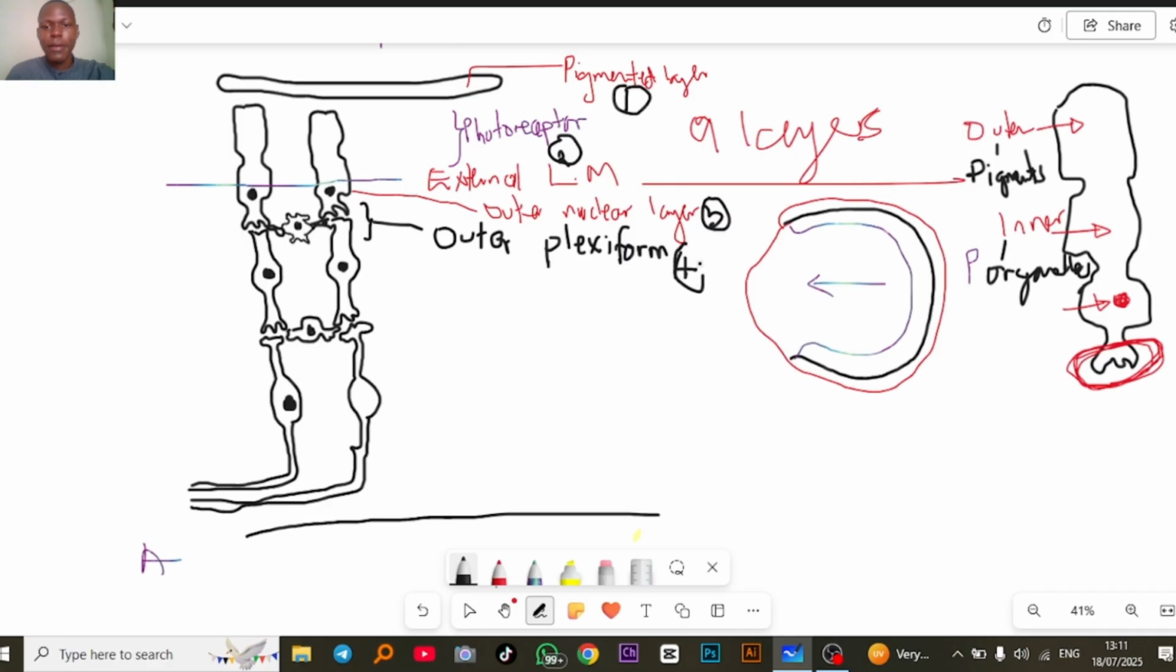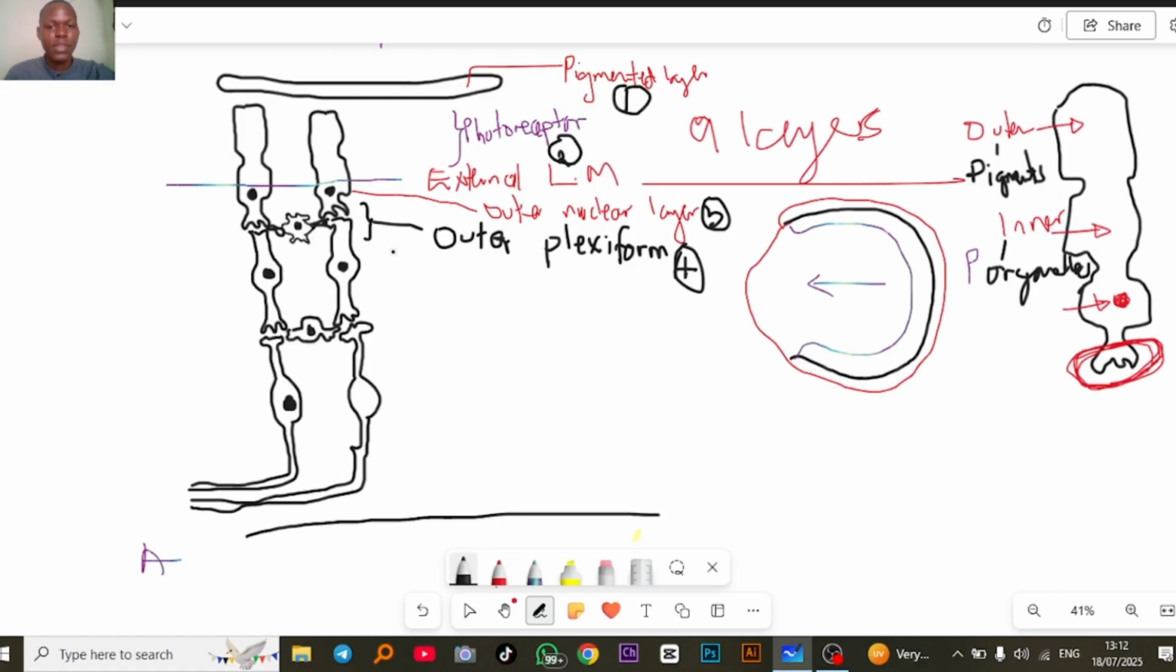Before we proceed, you can see that in the outer plexiform, we have synapses between the photoreceptors and the bipolar cells. These are bipolar cells, as you can see. Then we have another cell, which is a horizontal cell. So it's not all about the photoreceptors and the bipolar, but we also have the horizontal cells contributing to the synapse in the outer plexiform.